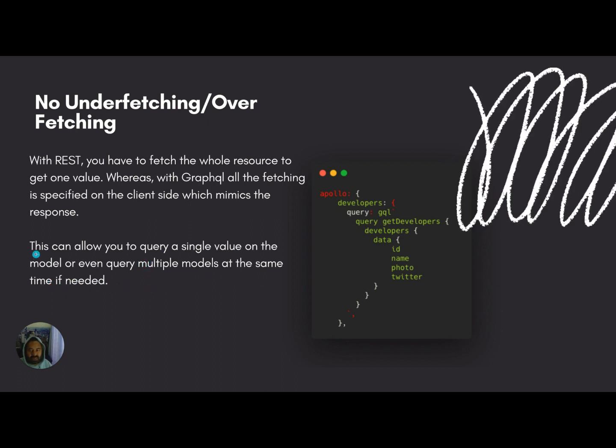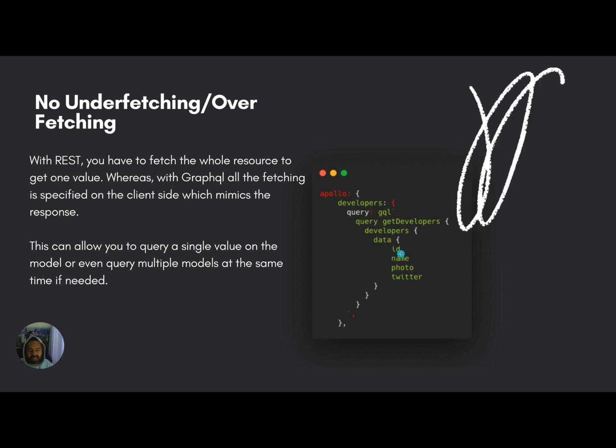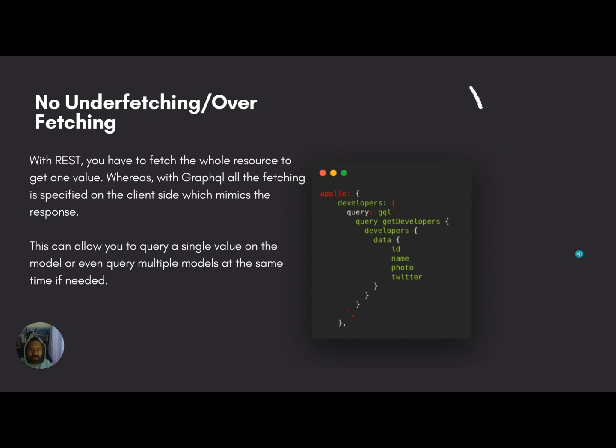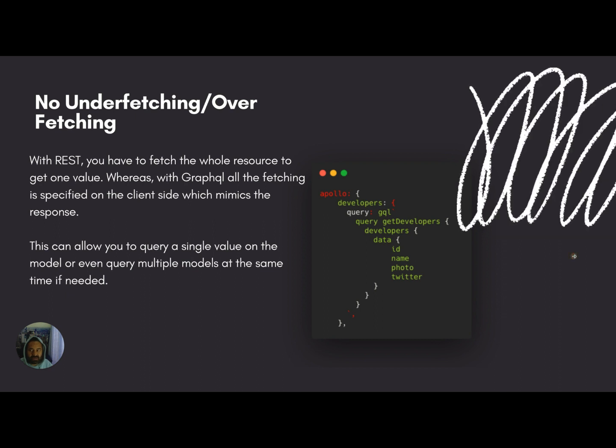GraphQL is ideal. So this can allow you to query a single value on the model, or even query multiple models at the same time if needed. So no underfetching as well. For example, if you want to fetch the user and its associated resources, you can actually do that in REST, but again, you have to overfetch. So overall, it's a nice combination of no underfetching, no overfetching. It's precisely what you want that you can query on, and as you'll see later in the series, it's fairly easy to get what you want on the front end.